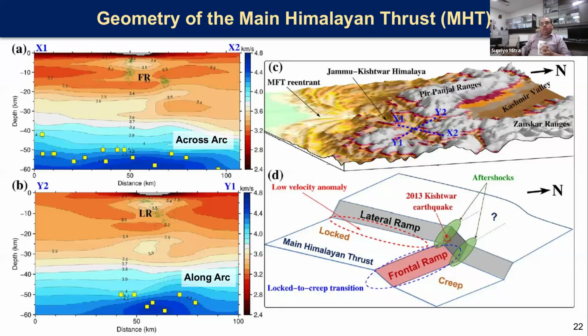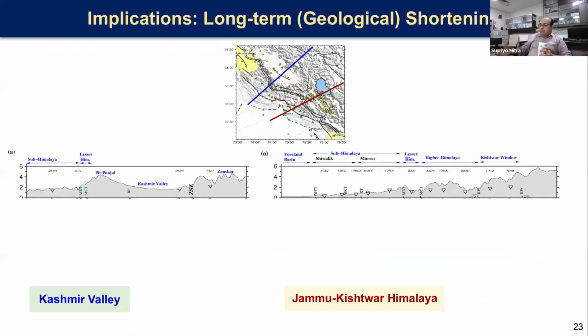And this is the region where you had the 2013 Kishtwar earthquake. Now, what are the implications of this model? There are two broad implications. One is long-term in terms of geological shortening.